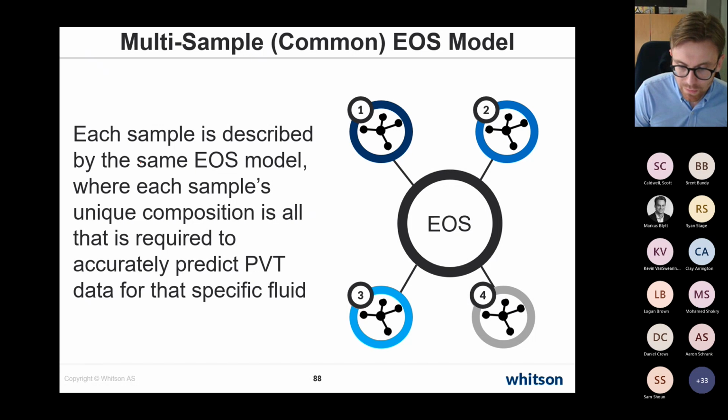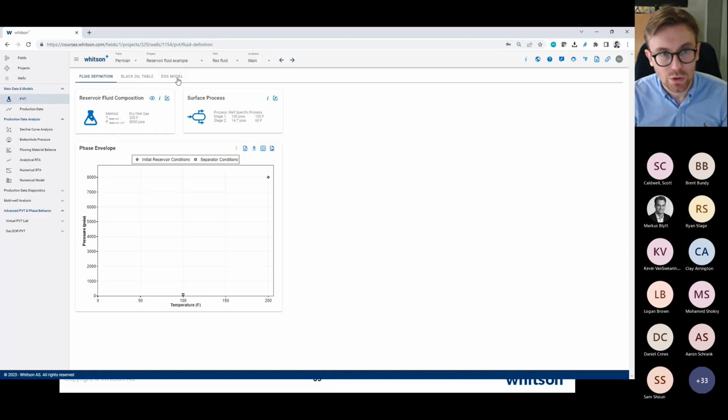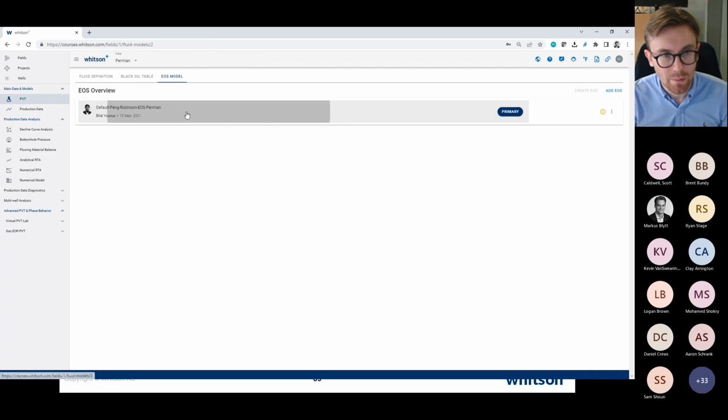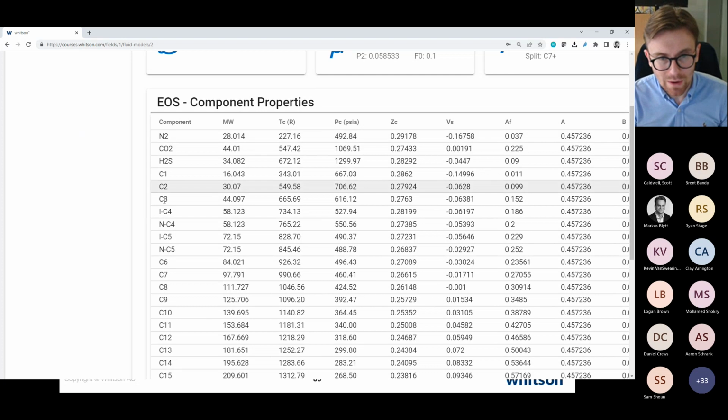For that specific fluid. And what's different between basin A, B, C, and D is how we characterize these heavy components. So we go back to this EOS model from the default in Whitson Plus here. If you don't have an equation of state, you'll see these components here, obviously up to C6. They'll always be the same.